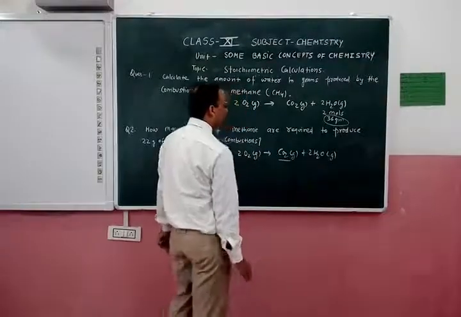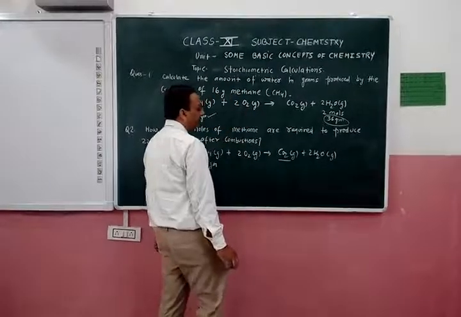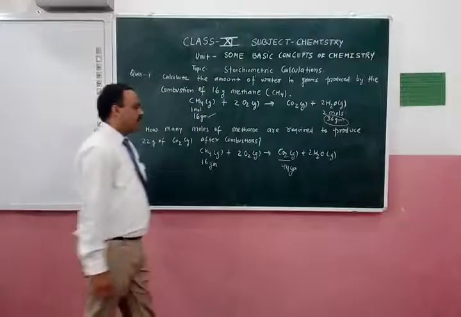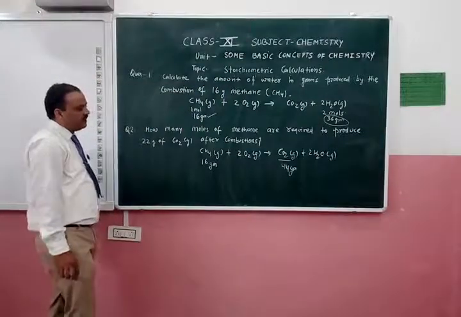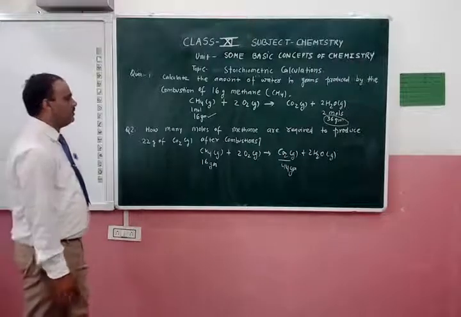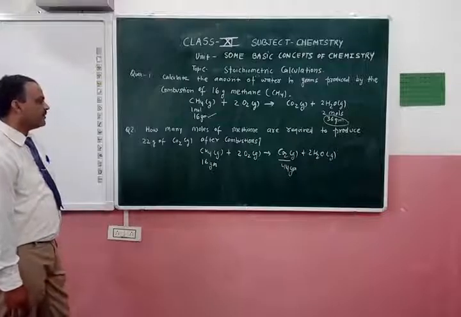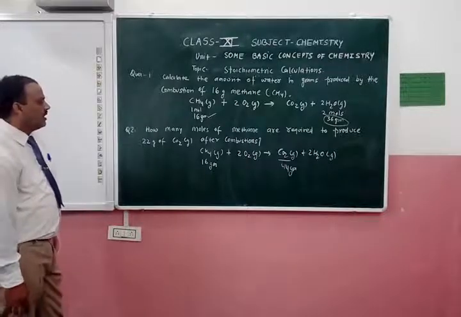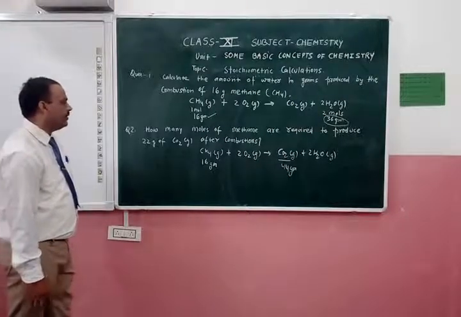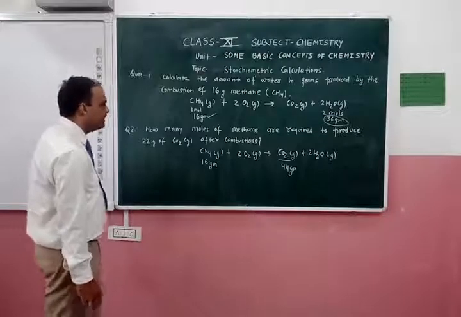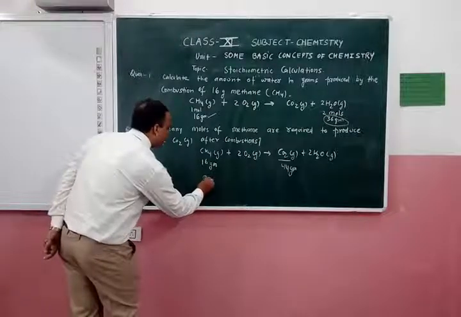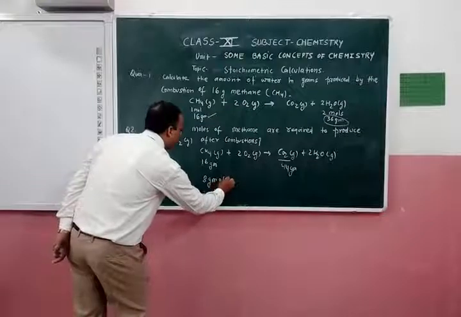What is the molecular mass of CO2? We have 32 plus 12, 44 grams of CO2. It means 1 mole. So 16 gram CH4 produces 44 gram of CO2. In the question, the information is given: how much methane is required to produce 22 gram of CO2? It means just half the quantity we require. It means we require 8 gram of CH4.